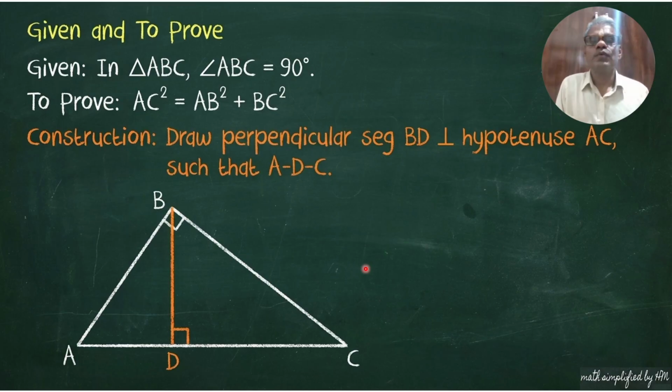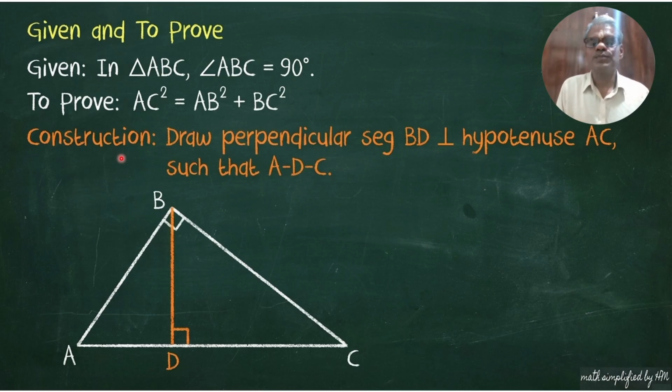To prove this, we begin with our given information. Given right angle triangle ABC, where angle ABC is equal to 90 degrees. Our goal is to prove mathematically AC square is equal to AB square plus BC square.